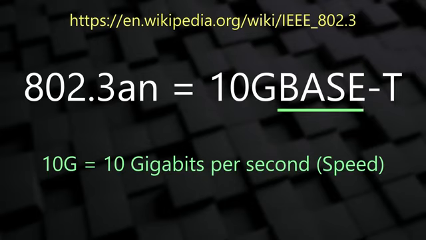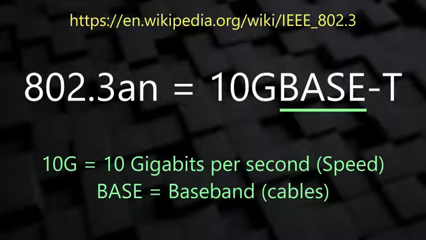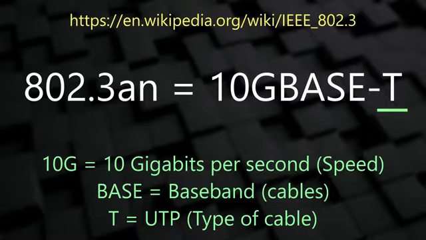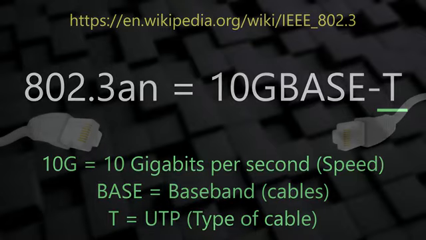Base is short for baseband. This means that it uses a digital signal. The alternative is broadband, which uses an analog signal. The T means that this is a UTP cable. I'll explain what a UTP cable is soon. You might see other cables here, like LX, which refers to a type of fiber optic cable.